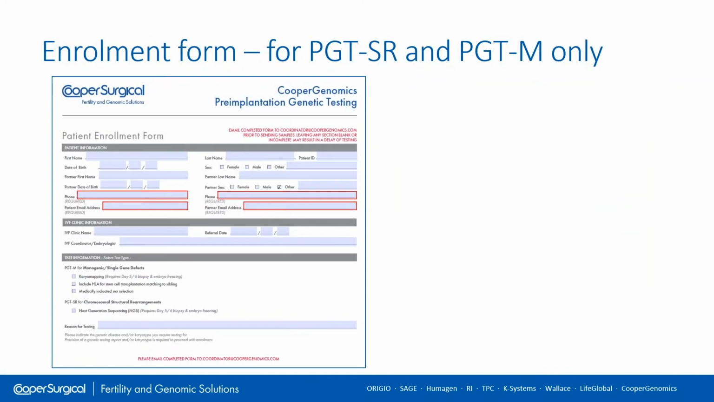There is one more form that is called the enrollment form. This one is only required for PGT-SR and PGT-M cases. And with this form, we are capturing patients' contact details. This is because for PGT-M and PGT-SR cases, we are organizing a GC, genetic counseling enrollment call, between our GC team and the couple. And we need this information in order to set up a genetic counseling appointment.